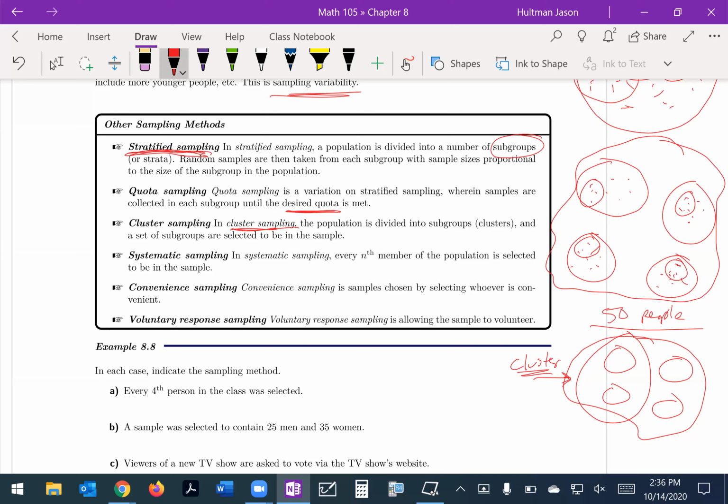Okay, it's a little less random, so probably not as good. Okay, what about systematic sampling? Systematic sampling is every nth member of a population is selected.